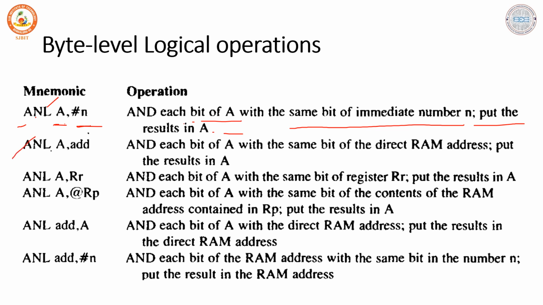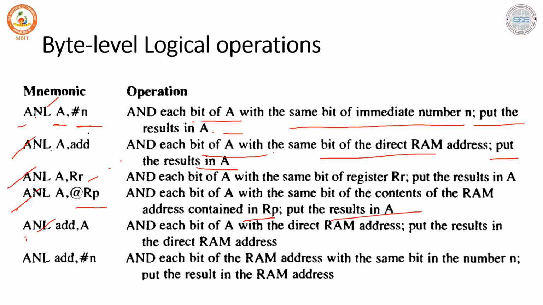In the next instruction, we are ANDing each bit of the accumulator with the same bit of the direct RAM address which is mentioned. The RAM address contains the data, and that particular bit will be ANDed with the accumulator and the result put in the accumulator. Next, we have ANDing the accumulator content with the register content. Next instruction is ANDing the accumulator with the content of the RAM address contained in the register Rp, and finally loading the result in the accumulator.